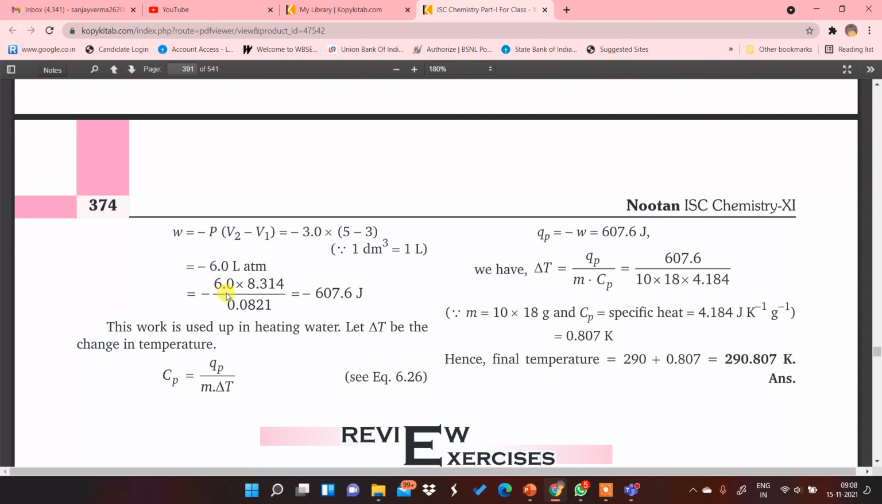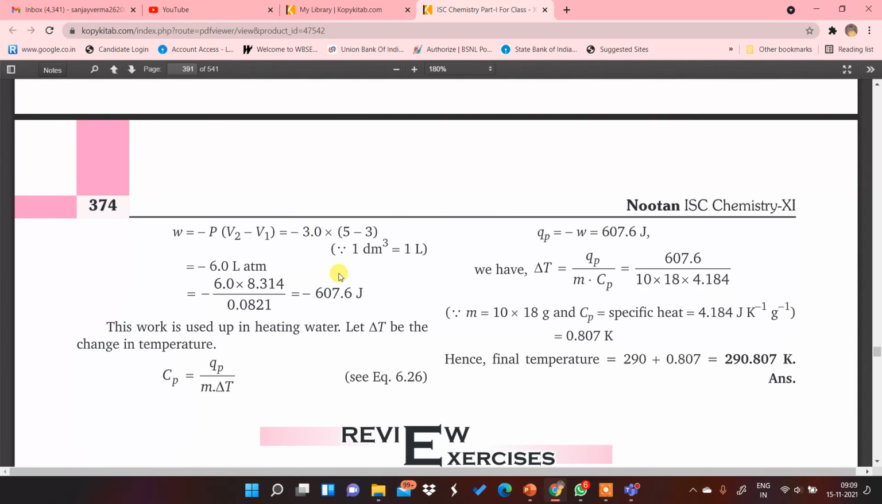Then we multiply it by the gas constant to convert liter atmosphere into joules. The factor to convert liter atmosphere into joules is 8.314 divided by 0.0821. This you must remember. Then we get the work done as minus 607.6.